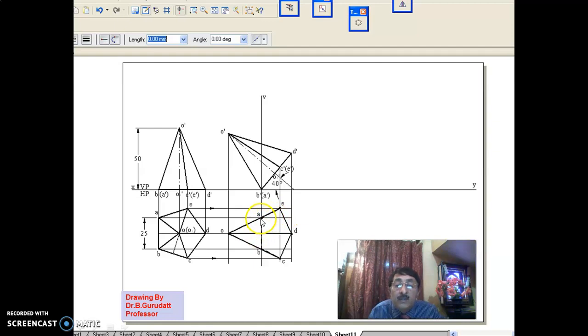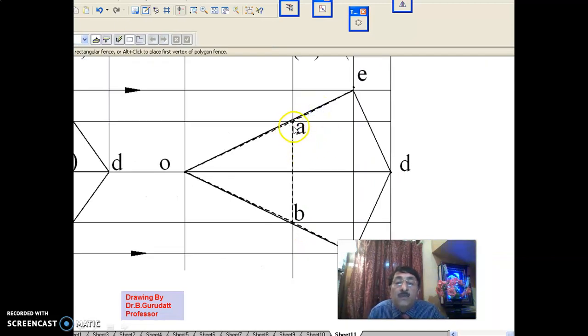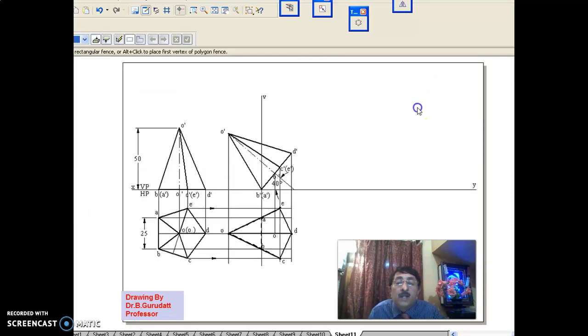Since it is all very close, you can zoom the area and see whether it is okay or not. Okay, I have zoomed the area, OA and OB, I have made them dotted. They are the invisible edges. Now the question says, the edge on HP, the edge on HP is AB. That should be inclined at 30 degrees to VP.